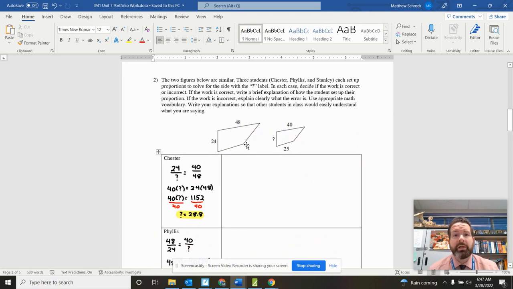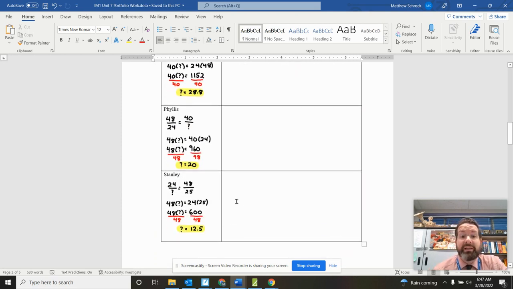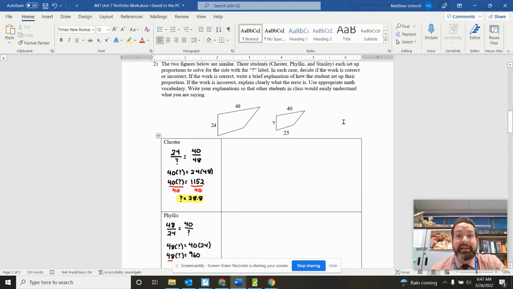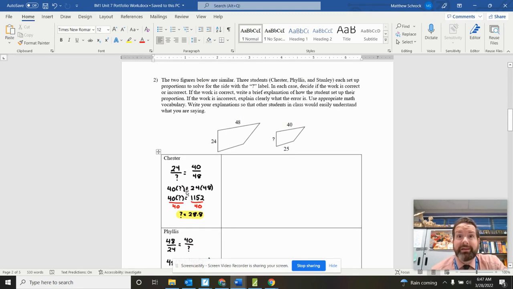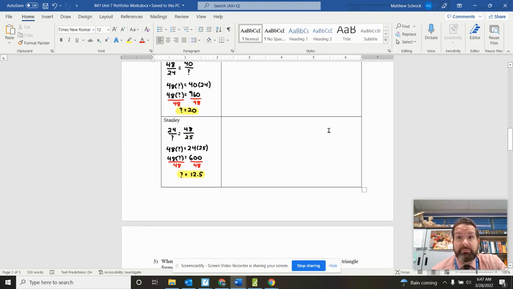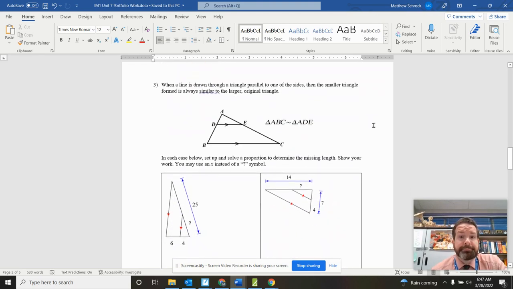In number 2, there's a problem similar to what you had in your practice that's done 3 different ways. Well, because there are 3 different answers, that means that at least 2 of them are not done correctly. So your job is to say, okay, is it done correctly? If it is, explain how the proportion was set up. If it's not, explain what the problem is. What numbers did they put in the wrong spots? You don't need to actually then fix it. You just need to do that explanation.